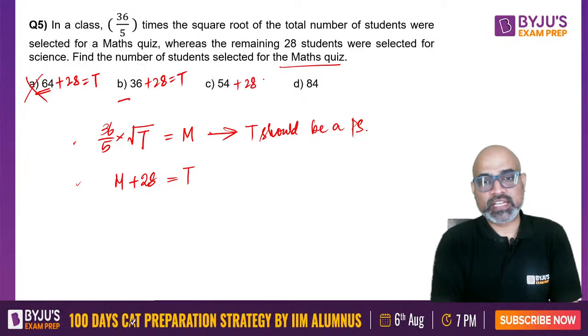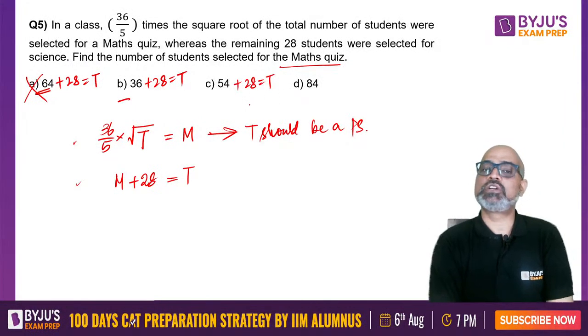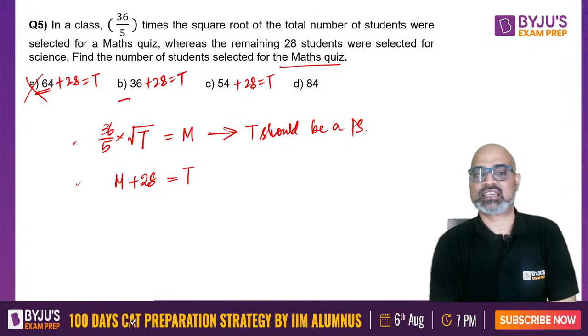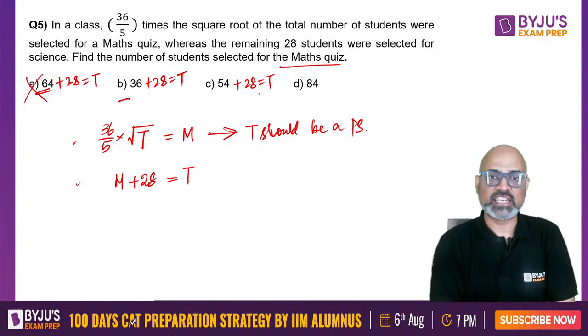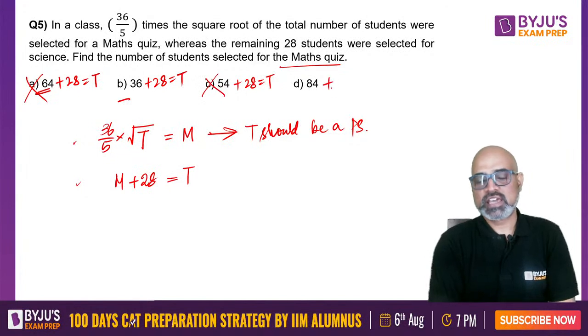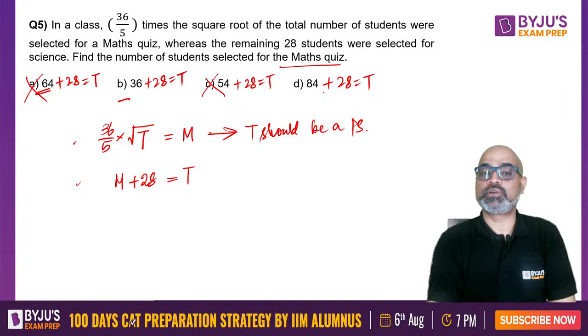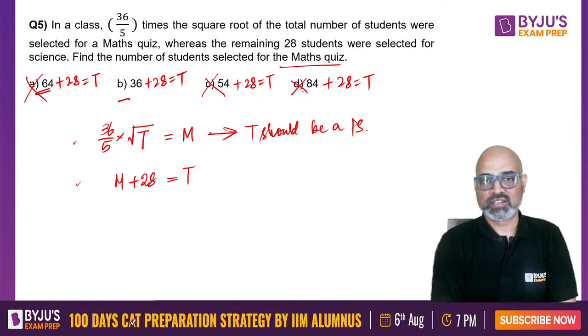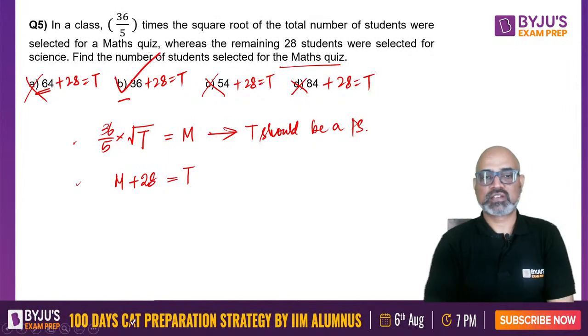54 plus 28 is equal to t. Is it equal to perfect square? So this is 82 again. 82 is not a perfect square. 84 plus 28 is equal to t. It should be a perfect square. 84 plus 28 is 112. Not a perfect square. So we have the answer as B.